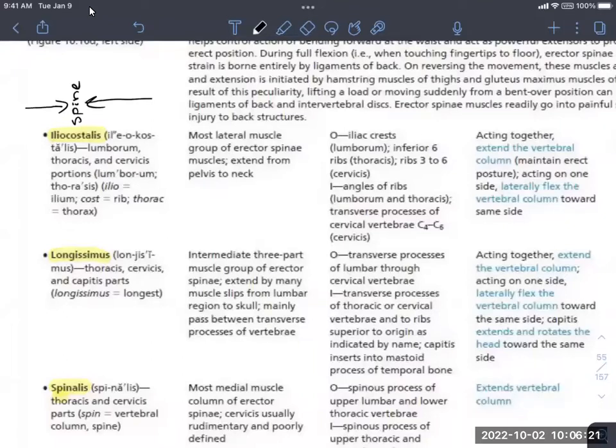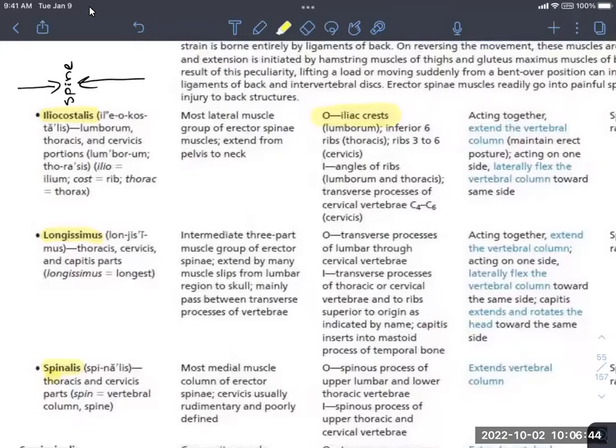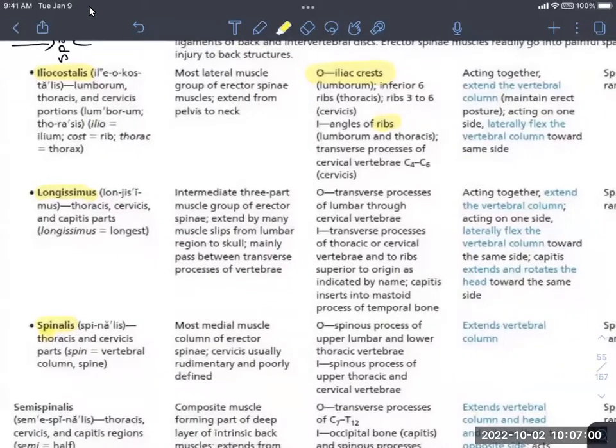So let's look at these. For all 3, iliocostalis, longissimus, and spinalis, you just need to know that they originate at the iliac crest. Technically, that's all we're putting it as. For insertion, iliocostalis inserts at the ribs. Longissimus, they insert at the transverse process. Spinalis, spinous process.